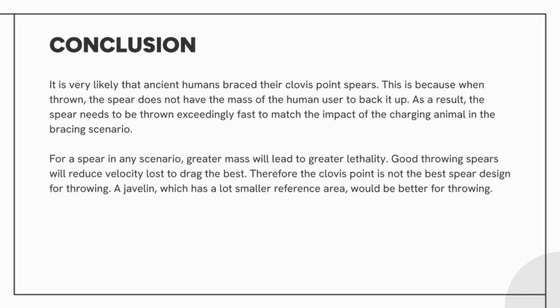In all situations, spears with greater masses will yield greater lethality. A good throwing spear will reduce the velocity lost to drag the best. As a result, the Clovis point is not the best throwing spear. Something like a javelin, which has a significantly smaller reference area, would be the very best for throwing.